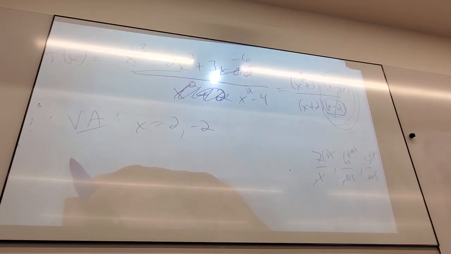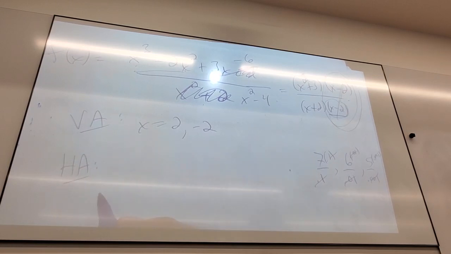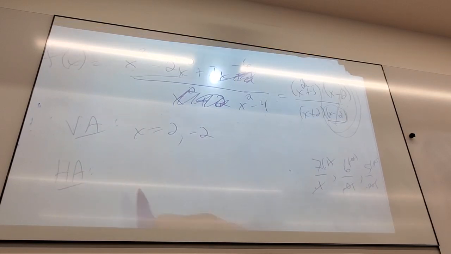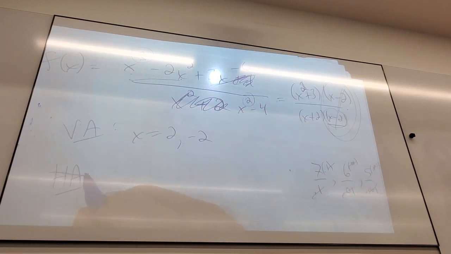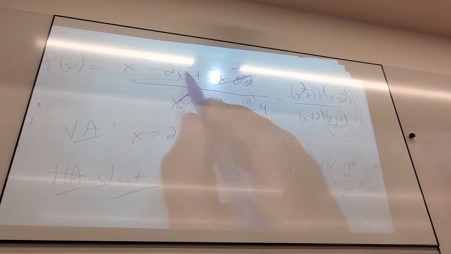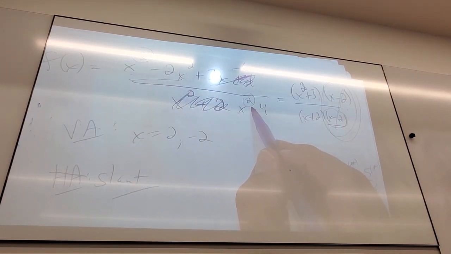So can you guys take a minute? Maybe we'll do this together. How do I get the horizontal asymptote? What situation am I in for the horizontal asymptote? It's a slant. Why? Because the top degree is bigger than the bottom. Even in the factored form. I don't care. All that matters is the top degree is higher than the bottom.